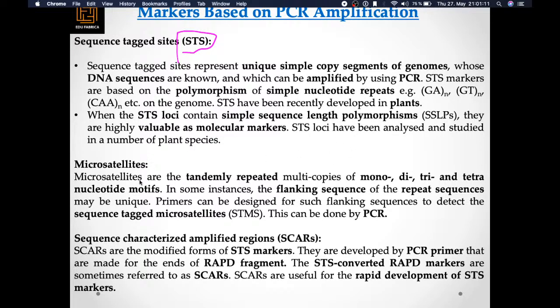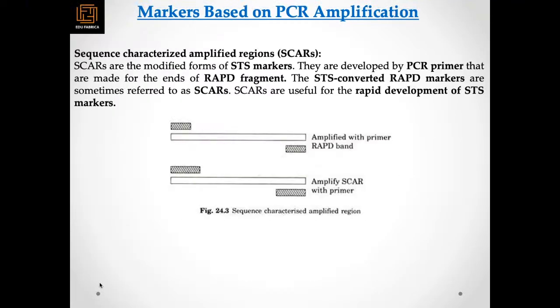Also microsatellites are the tandemly repeated multiple copies of mono, di, tri, tetra nucleotide motifs. And sequence characterized amplified regions, SCARs, are quite important. They are actually the modified version of STS, and they are developed by PCR primers that are made up of the ends of RAPD fragments. STS converted RAPD markers are sometimes referred to as SCARs, and they are useful for the rapid development of STS markers. So how do the SCARs look like?